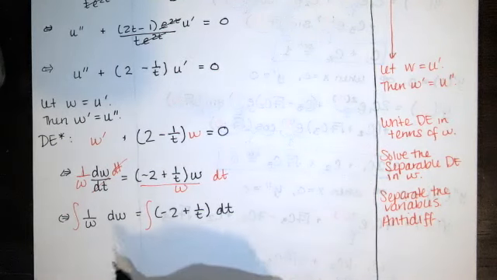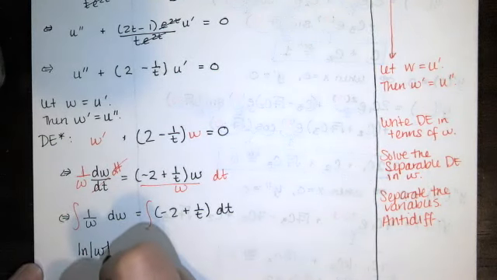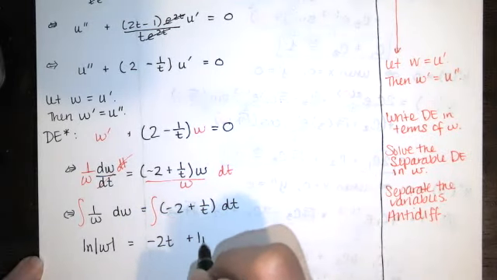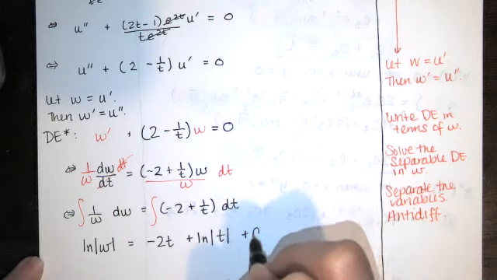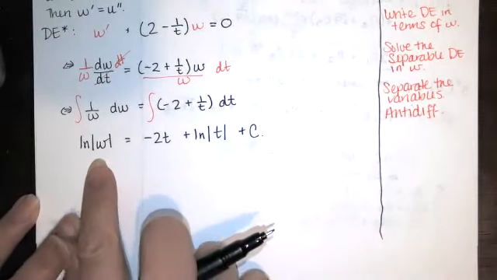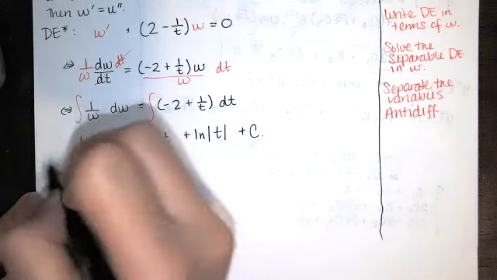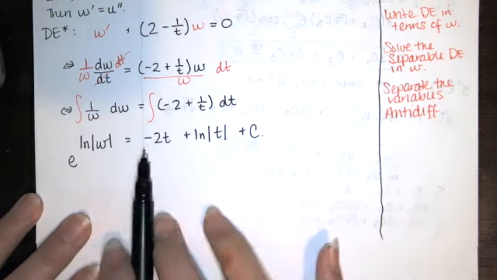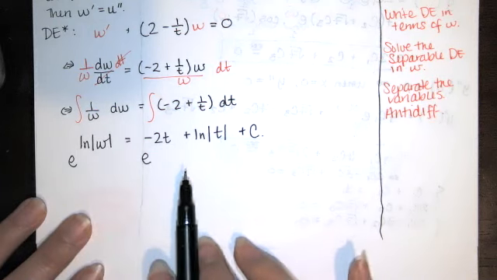Okay. This side is natural log of the absolute value of w. This side gives us a negative 2t plus natural log of the absolute value of t plus a constant of integration. And if we want to get w by itself, we would raise both sides, or use both sides as the exponent for an exponential function.